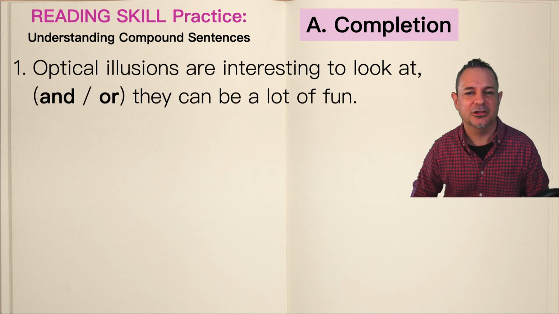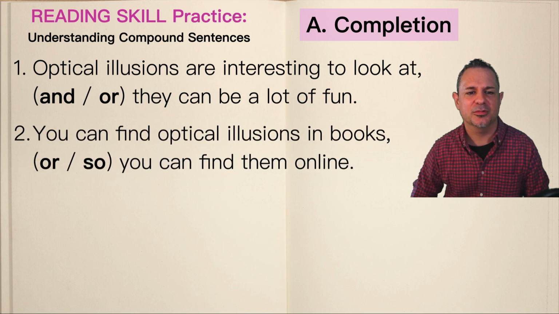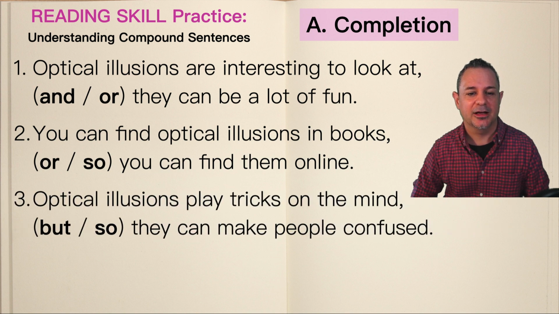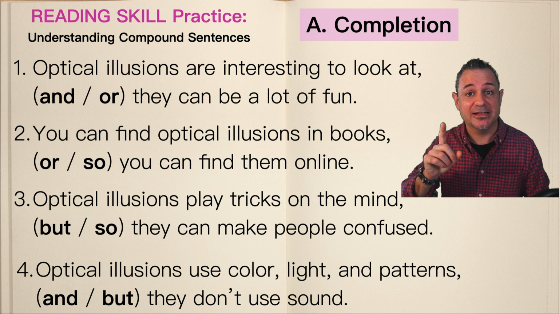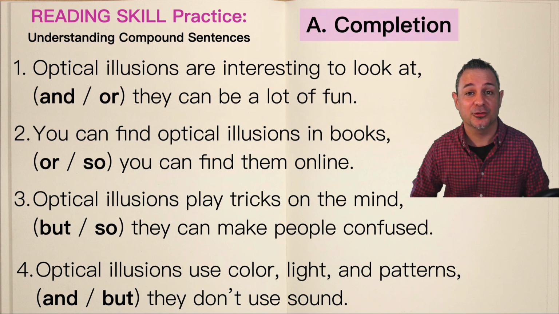Number 1, optical illusions are interesting to look at. Blank, they can be a lot of fun. Number 2, you can find optical illusions in books. Blank, you can find them online. Number 3, optical illusions play tricks on the mind. Blank, they can make people confused. Number 4, optical illusions use color, light, and patterns. Blank, they don't use sound. I'll give you 1 minute to choose the correct conjunctions for these sentences. Get ready and start now!